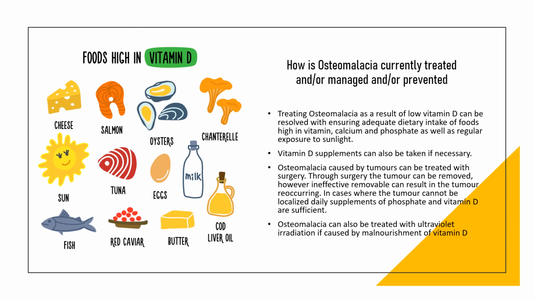Osteomalacia caused by tumors can be treated by surgery. Through surgery, the tumor can be removed. However, ineffective removal can result in the tumor reoccurring. In cases where the tumor cannot be localized, daily supplements of phosphate and vitamin D are sufficient. Osteomalacia can also be treated with ultraviolet irradiation if caused by malnourishment of vitamin D.